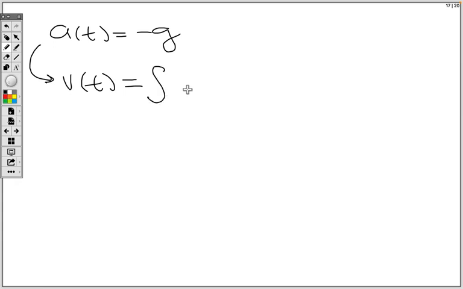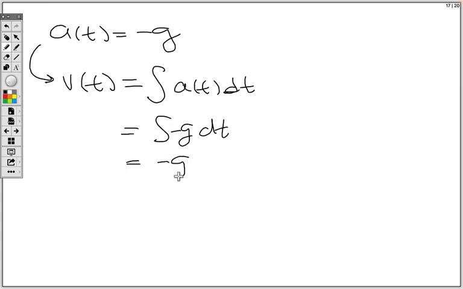We got the acceleration is a constant minus g. So the first step to get back to position is to figure out velocity. And remember, the derivative of velocity is acceleration. So that means that the velocity is the integral of acceleration. We're integrating here with respect to time. So minus g dt. And remember here that minus g is a constant. So the integral of minus g dt would be minus gt plus a constant. And this is our velocity equation.